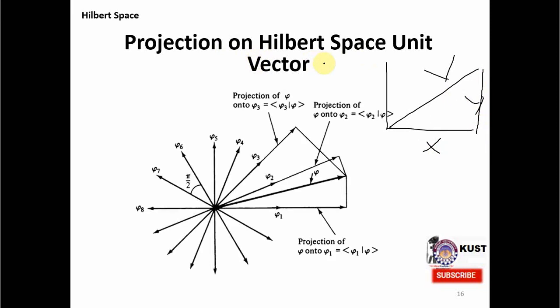So if I draw a diagram over here, you can see that in this Hilbert space we have many unit vectors, that is phi 1, phi 2, phi 3 up to phi 8, and they are orthogonal. Although visually it is not apparent, you can see that these are orthogonal to each other. And if we want to check the projection of any unit vector, let's say the projection of phi 3 onto the phi, because this is the main vector phi, it will be defined by this dot product, and this is the projection of phi 2 onto the phi.